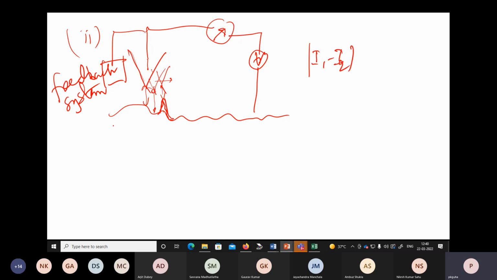So you are basically changing through this feedback system, so that your current remains the same. You are moving your tip so that your current remains the same, because it is a constant current mode. This change in tip position you can map and develop the surface morphology. So these are the two techniques through which you can use STM.